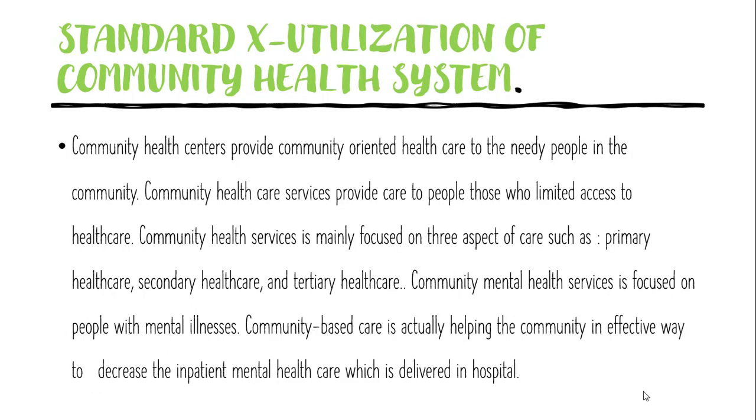Next one is utilization of community health system. Community health centers or the community health system provide community-oriented health care to needy people in the community. Community healthcare services provide care to people who have limited access to healthcare. Community health service is mainly focused on three aspects of care, such as primary healthcare, secondary healthcare, and tertiary healthcare. Community mental health services focus on people with mental illness.